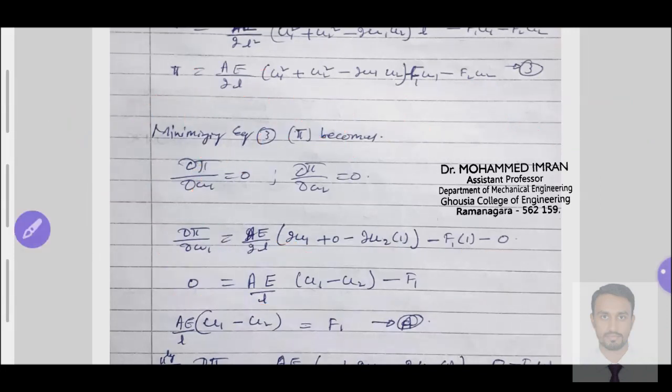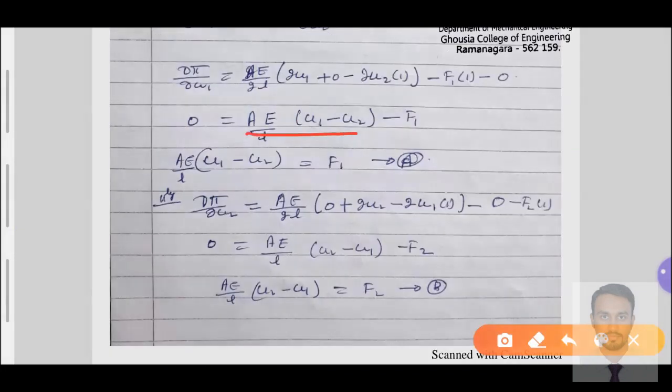Then I'll rearrange this equation. I'll take this portion on the left-hand side and this remains on the right-hand side. This minus is gone. So then AE by L into u1 minus u2 is equal to f1, call it equation number A.